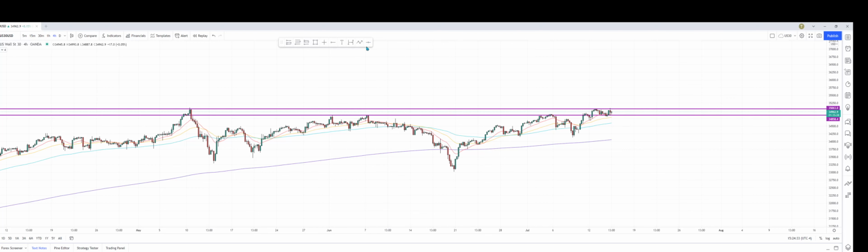And once I map out these, I'll explain a little further in depth what I mean by previous market structure, the confluence within that, and the overall trend of the market.